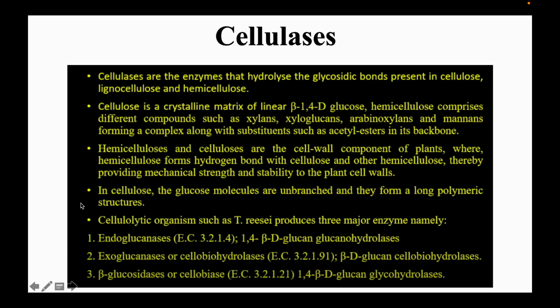So in cellulose, glucose molecules are unbranched, okay, they are completely unbranched. They are straight chain glucose molecules with a long polymeric structure.